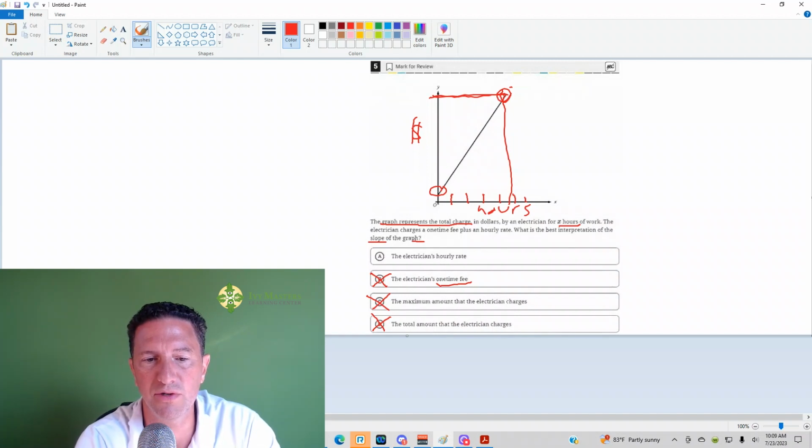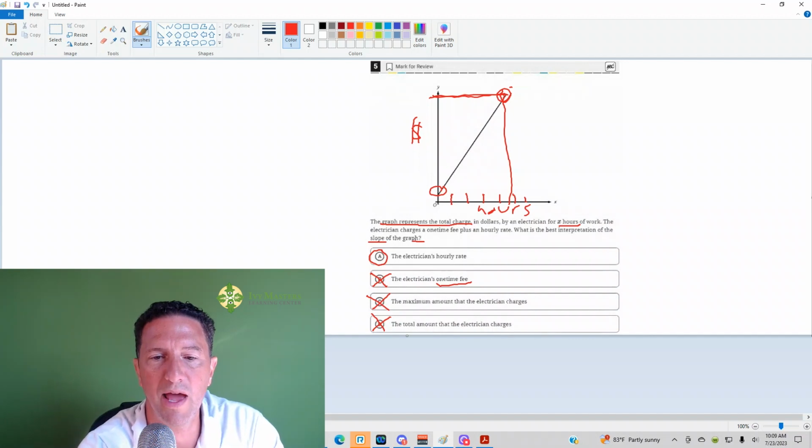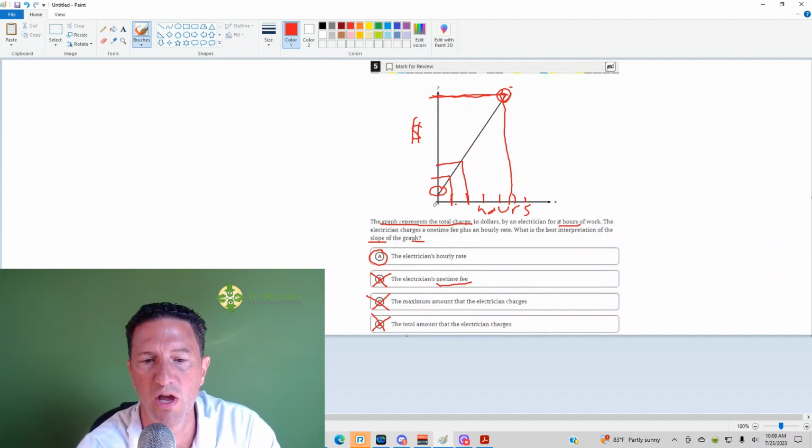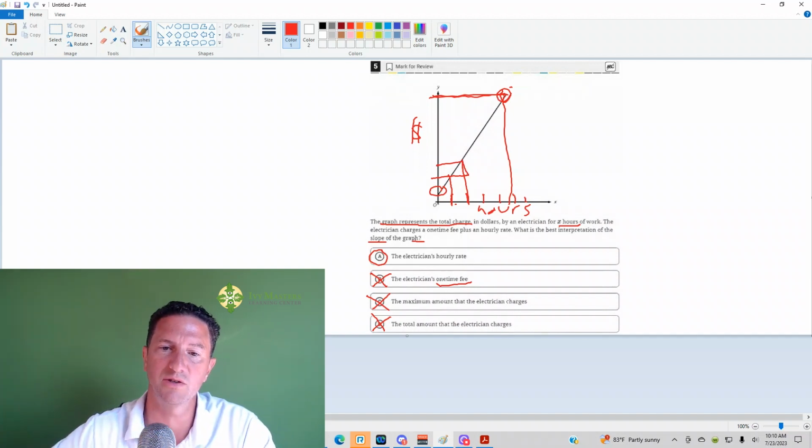So your correct answer is going to be A, but what does A mean? You want to investigate it, make sure that it is a lock on the correct answer before you mark it. The electrician's hourly rate. Now notice what happens. If he works 1 hour, then it costs that much. If he works 2 hours, then it costs that much. So that is the slope of the line. So hourly rate is going to be per hour. For each additional hour, how much more is it going to cost? Answer choice A is your correct answer.